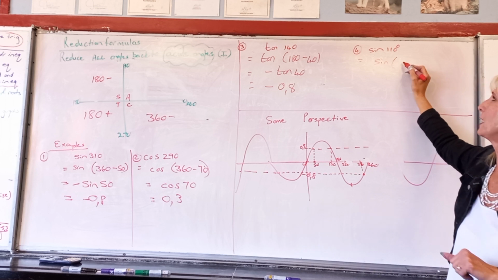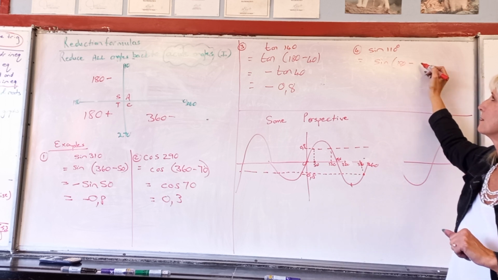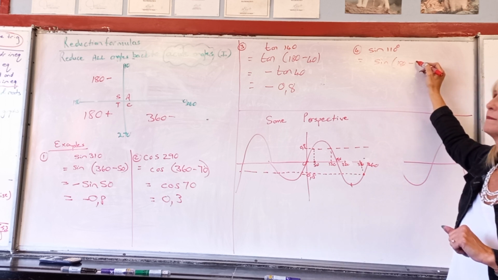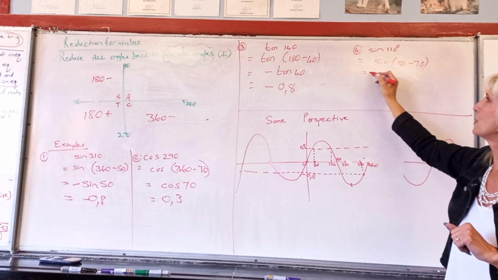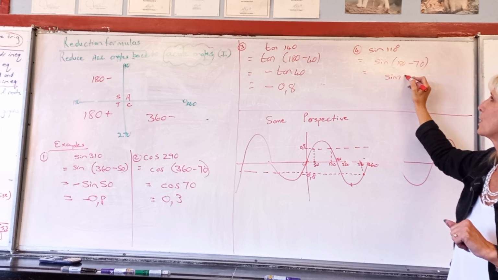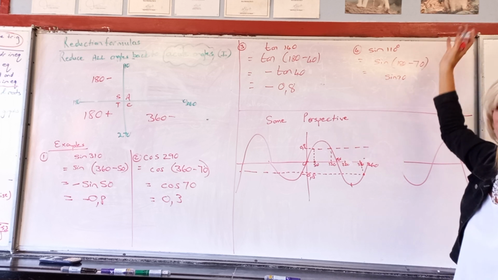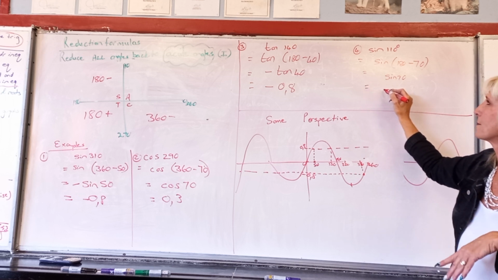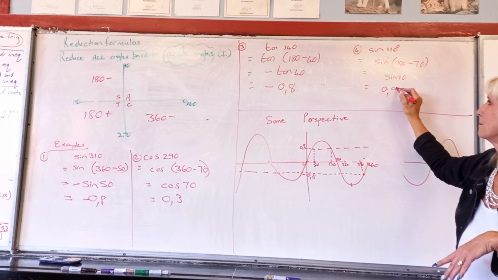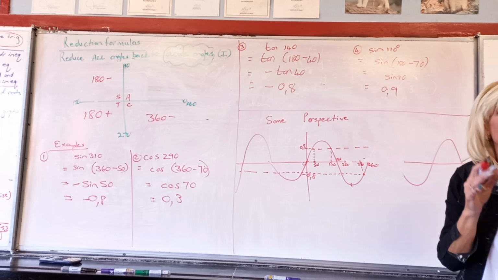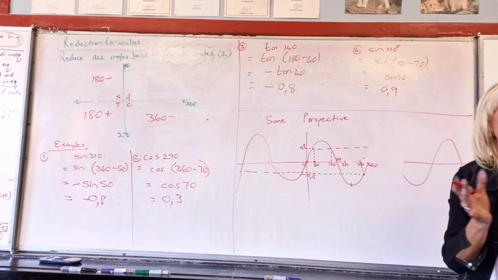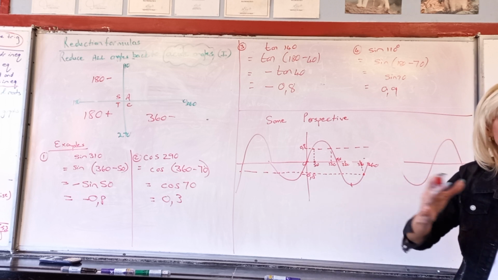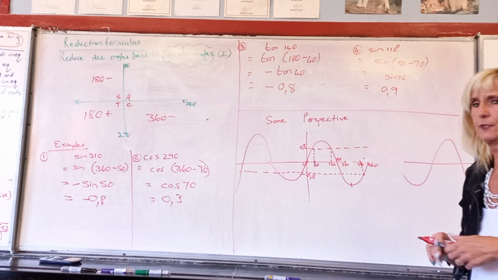Second quadrant, so we write 180 minus 70, right? And we go poof, including the 180 and the minus, poof, gone. And it is positive, because sin in the second quadrant is positive. Answer, please. 0.9. Guys, now this, remember, I'm teaching you to reduce. We're getting into much bigger sums from here on out.